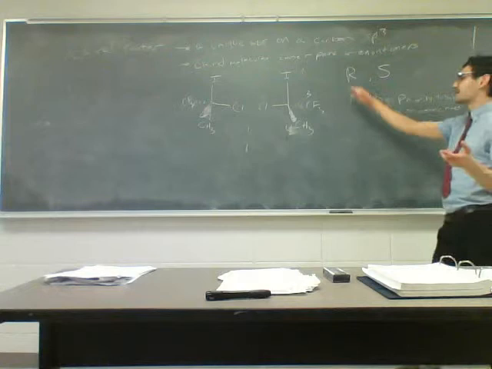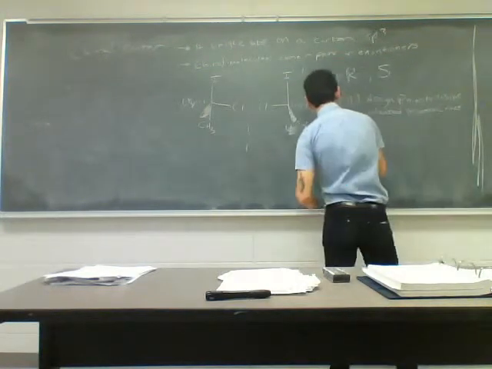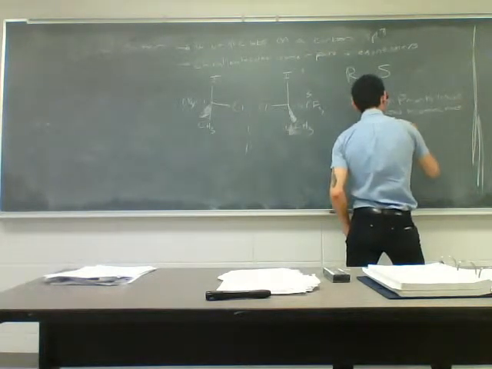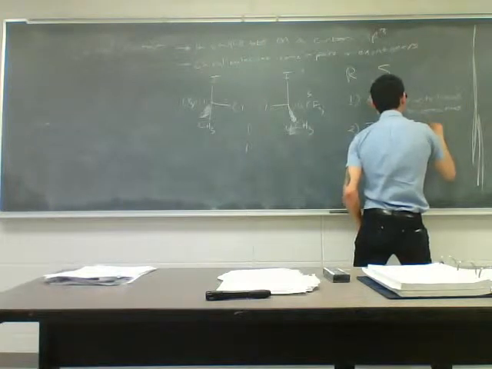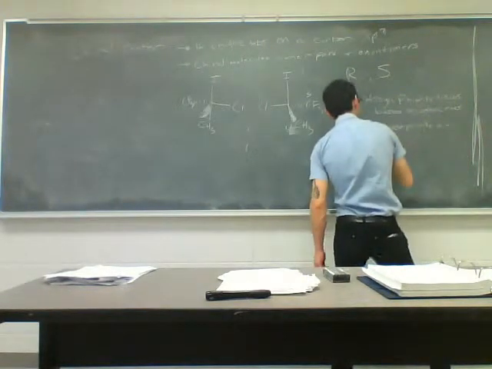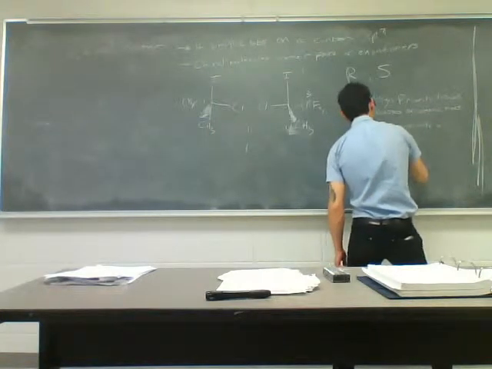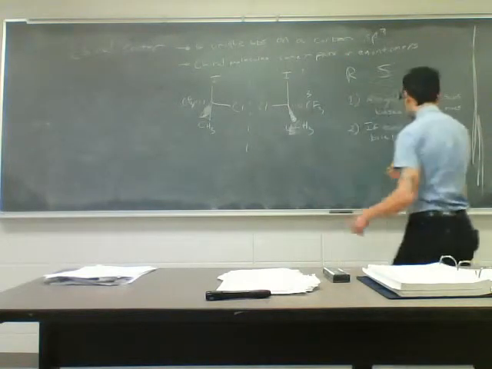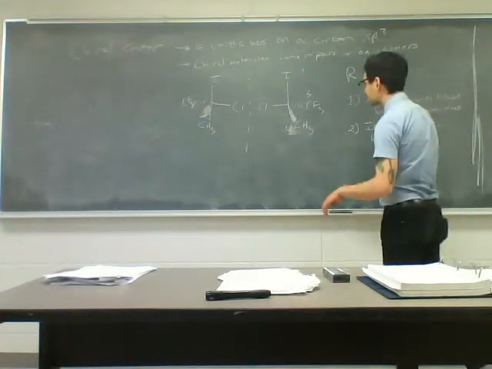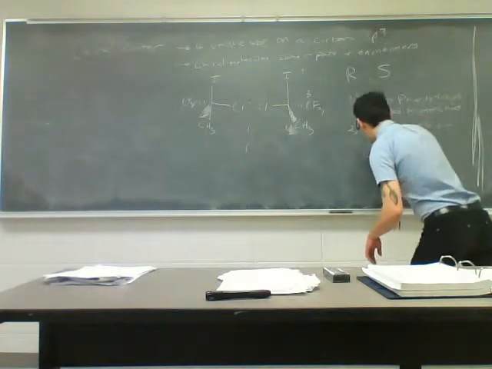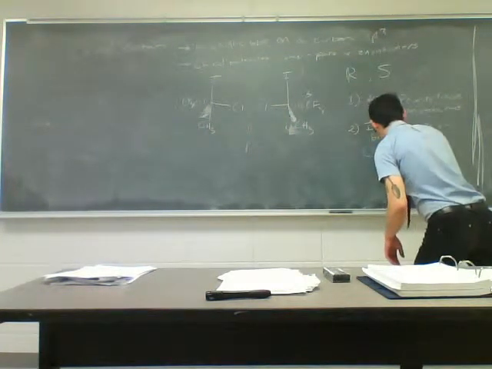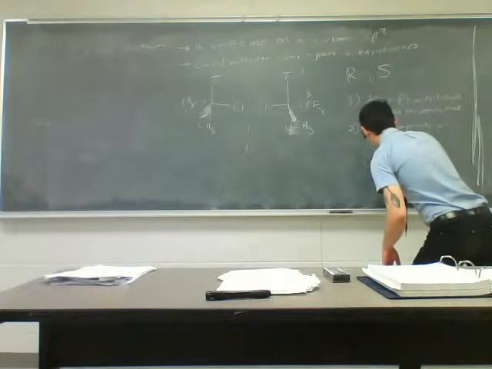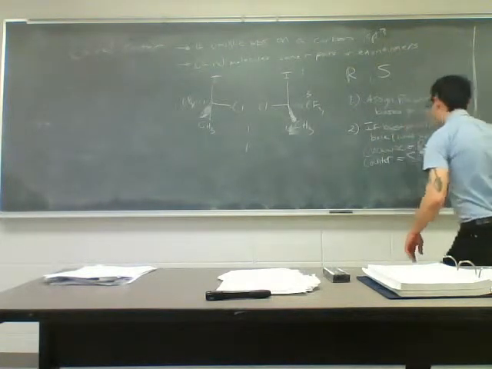So now we have to say, all right, is it R or S? How do we do that? Well, if the lowest priority is in back, which we don't have, it's kind of annoying, in the back, the dashed line, then counting around clockwise from our substituents, clockwise equals R. And counterclockwise gives us an S configuration.